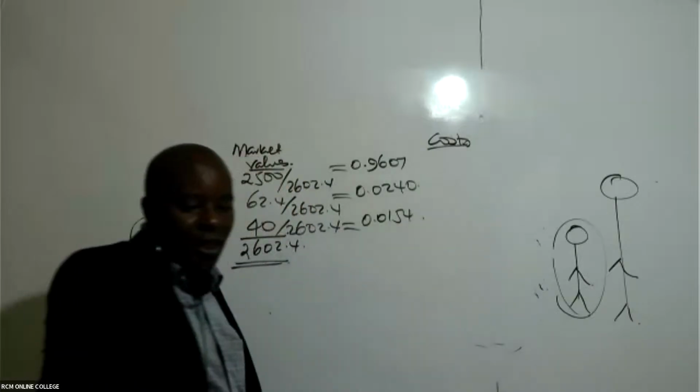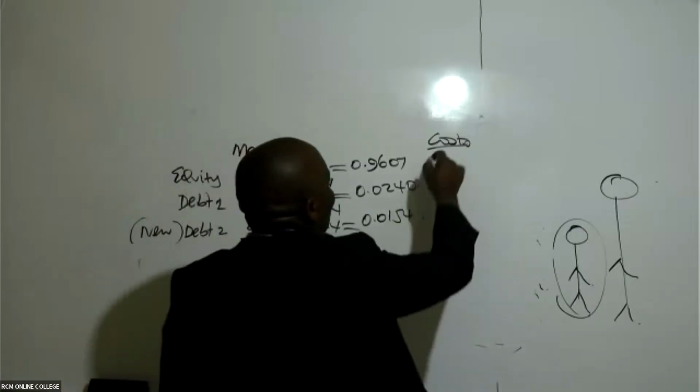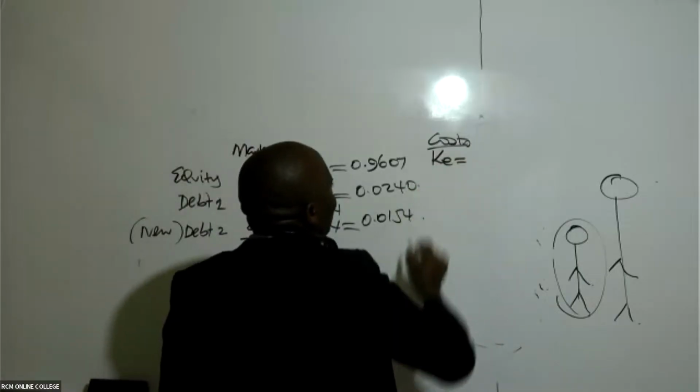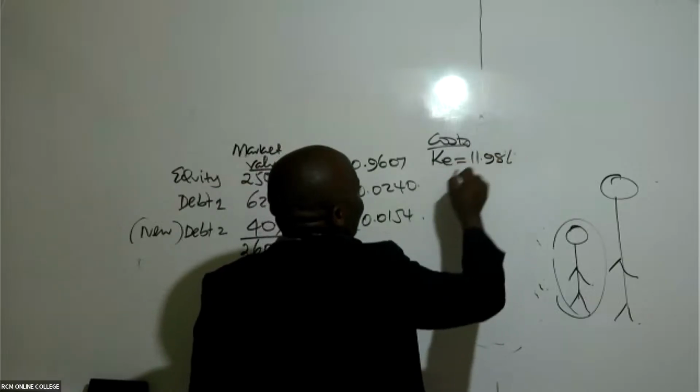Then how about the costs? Are you able to give me the cost of equity? Are you able to remind Mwalimu the cost of equity you guys had gotten up there? If I remember very well, this was 11.98%.